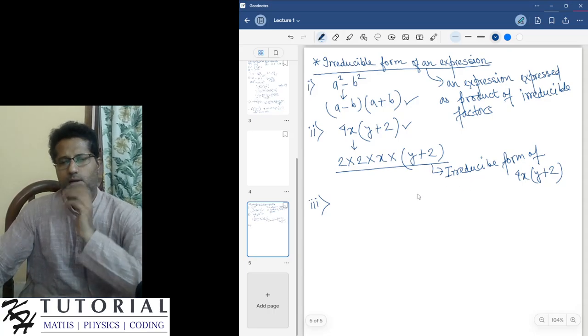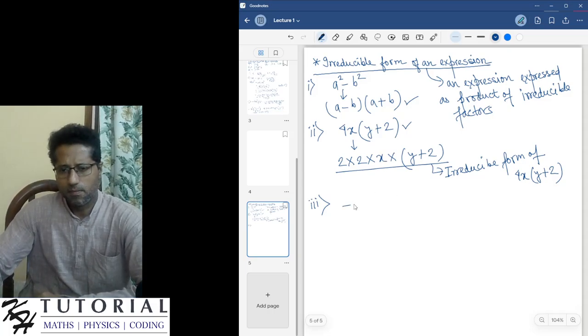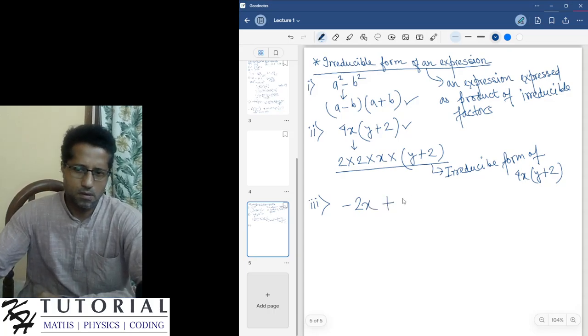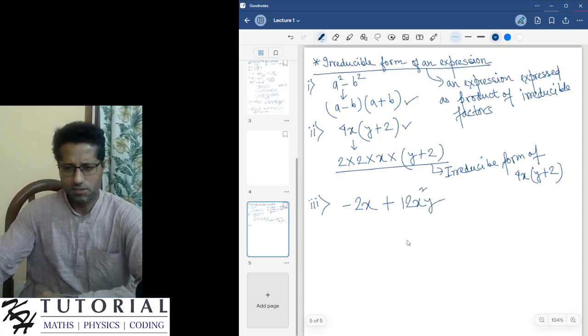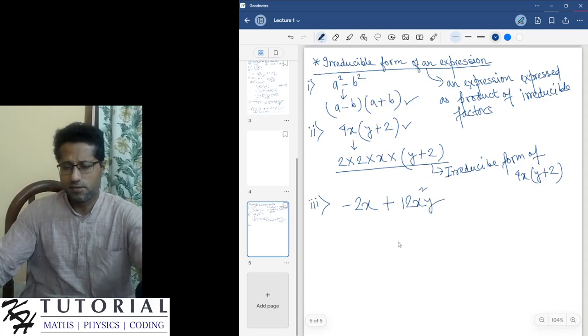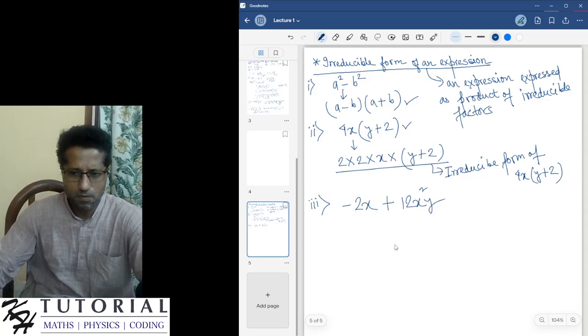Let's say minus 2x plus 12x square y. So this is an algebraic expression. Is this in irreducible form?